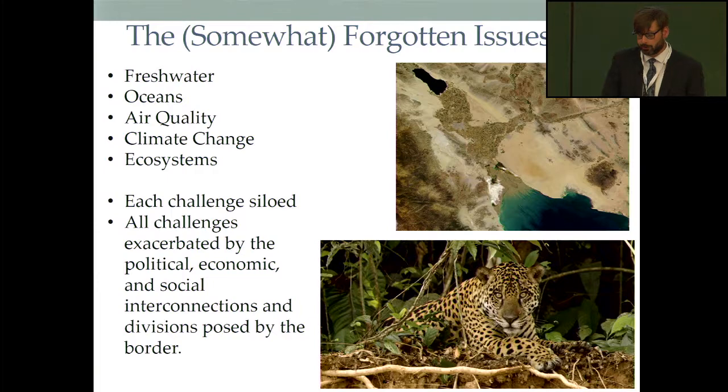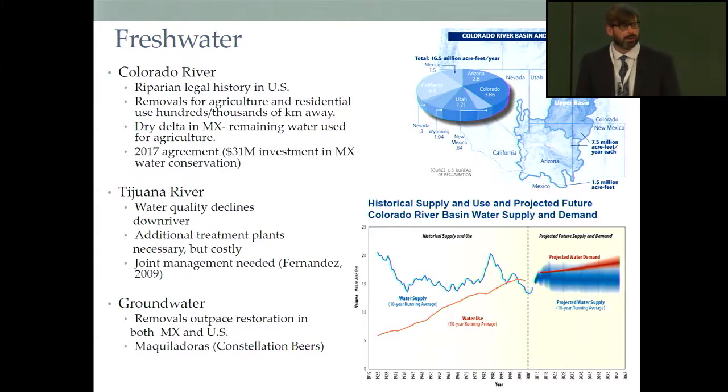These issues are also really exacerbated by the political, economic, and social interconnections and divisions. I don't want to just focus on the divisions, there are those, but there's lots of interconnectivity, and that also complicates these issues. So I'll talk first about fresh water, which is perhaps, I'm guessing, the most familiar issue for folks who are not so familiar with these environmental issues at the border.